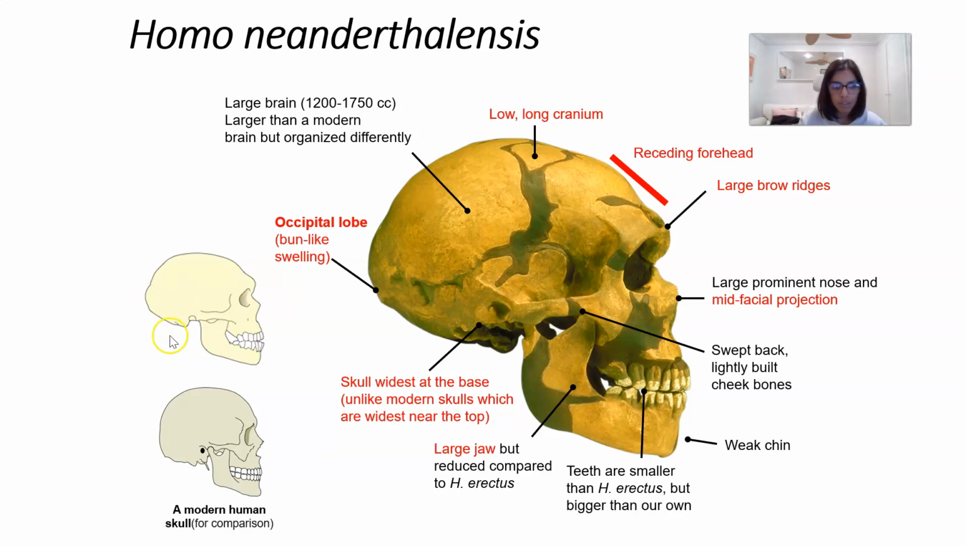What also differs Neanderthal from us, again, is the difference in the shape of the zygomatic arch and the heaviness of that jawbone. Although the teeth are smaller than what we would see in Homo erectus, they are certainly bigger than ours.